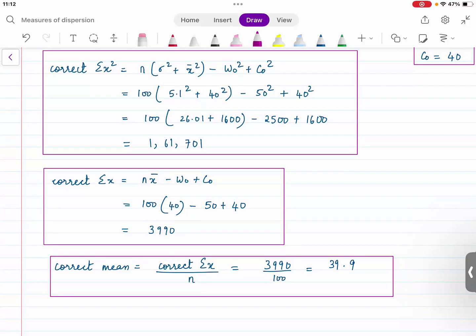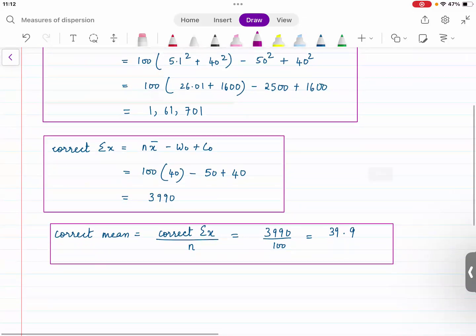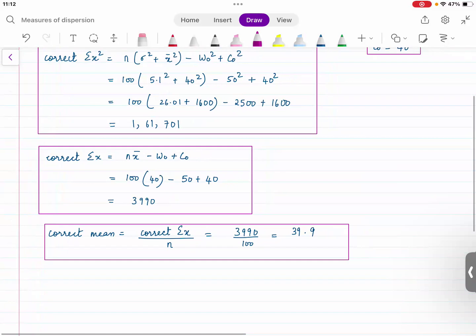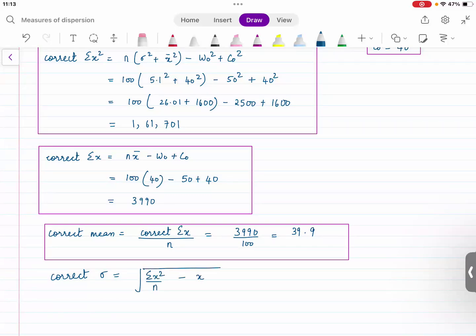Step 4, we have to find the correct value of standard deviation using all these correct values. So let us go to step 4. Correct value of sigma. What is the standard deviation formula? Root of summation x square by n minus x bar the whole square. So what is the correct value of summation x square? It's 1,61,701 divided by number of observations, which is 100, minus mean the whole square.